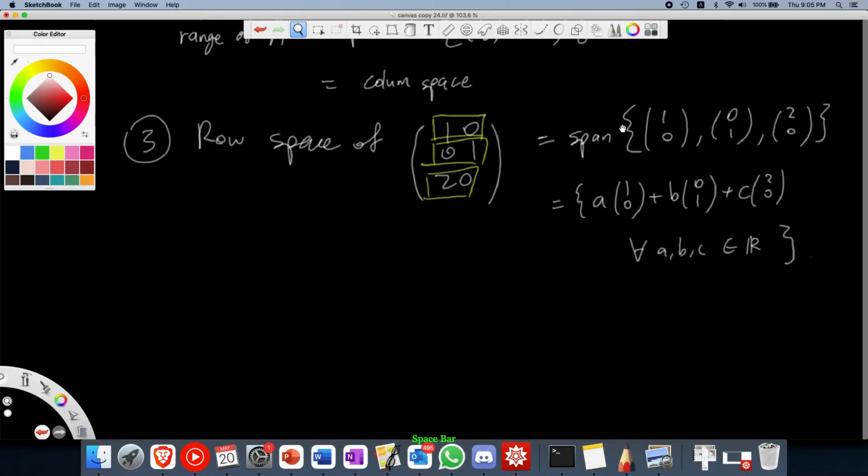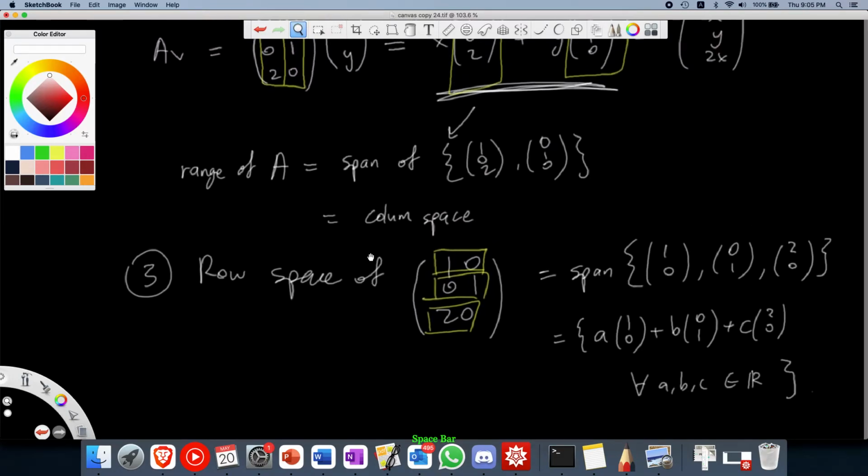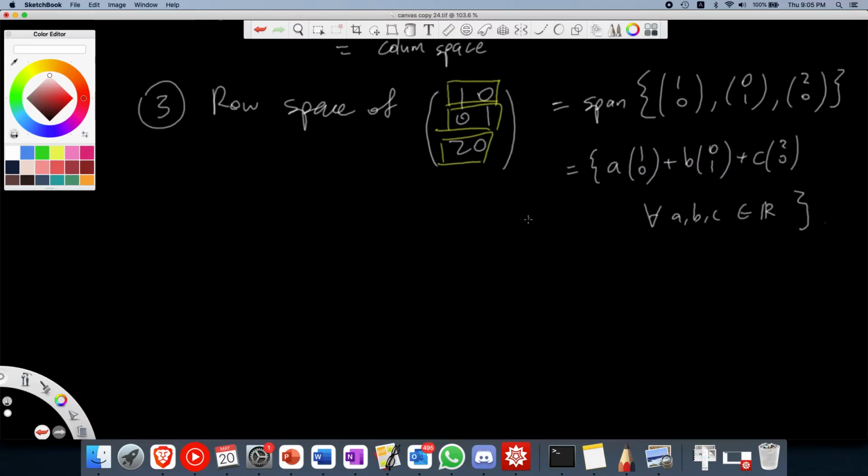Okay, so what is the row space? Previously we saw that the column space is the range, right? But what is the row space? The thing is, it's actually the orthogonal complement of the kernel of A. So first of all, what is the kernel of A?